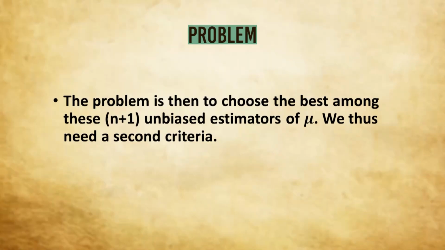I hope you have understood the problem. Our problem is to estimate the population mean mu. But we have got n plus 1 unbiased estimators of mu. That means x1, x2, ..., xn and x bar are equally good for estimating mu as far as unbiasedness is concerned. But intuitively, which one would you choose? Let me lead you to this question. We want to estimate the population mean, say population mean income. x1, x2, ..., xn are the incomes of the first person, second person, nth person. And x bar is the average income of these n persons.